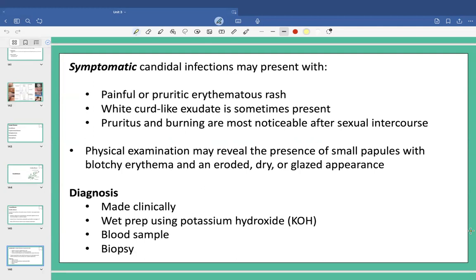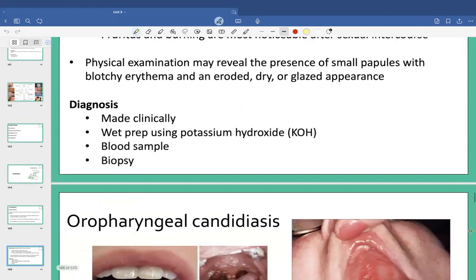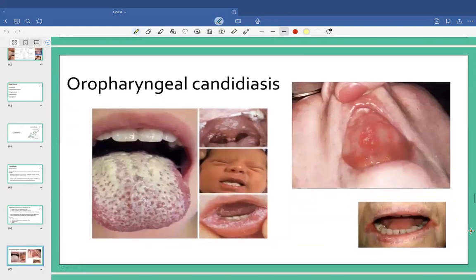Diagnosis for some conditions can be made clinically. Oh, that looks like yeast in your mouth. We're going to treat it as such. Some patients might need a wet prep with potassium hydroxide. Some may need a blood sample or a biopsy. So it just depends. The first one we're going to talk about is oropharyngeal candidiasis. And I put on here several different pictures of how it might present in the office. We're going to talk about them all, but two of these I want you to pay particular attention to, and we'll come back to that.